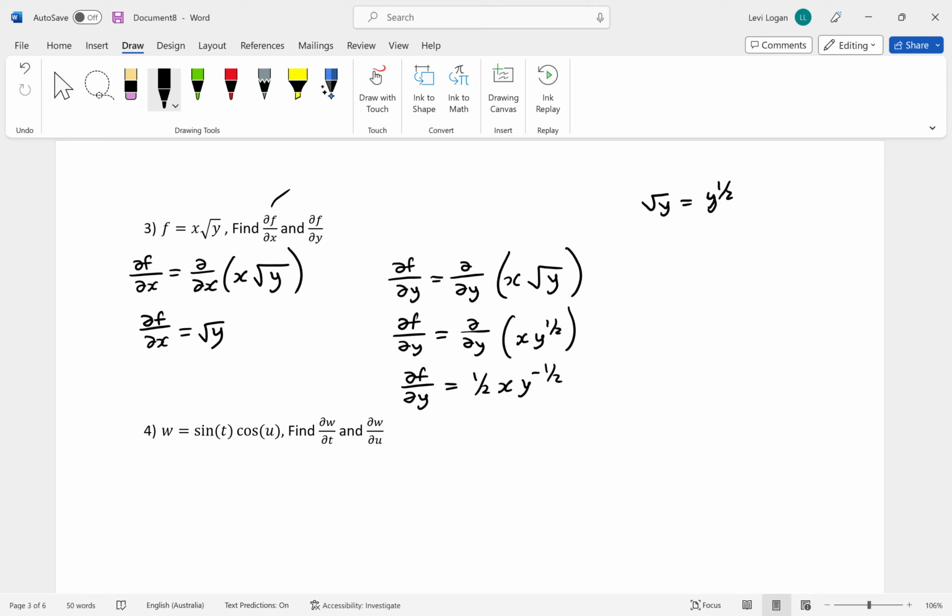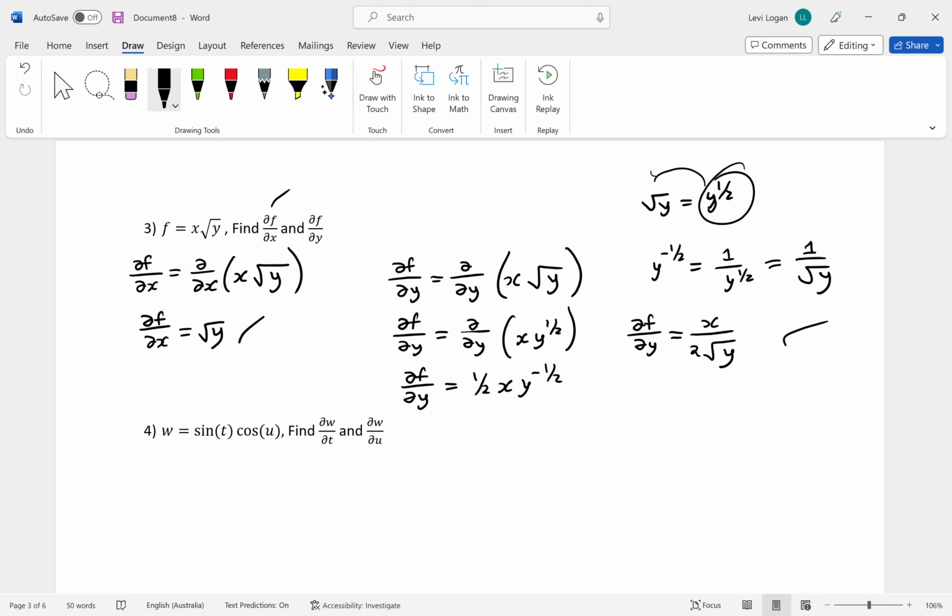Now we can start tidying that up. Recall if you have y to the negative half, that's the same as 1 over y to the half. And recall y to the half is the same as the square root of y, so that whole thing simplifies to 1 over the square root of y. So therefore we can simplify: the partial derivative of f with respect to y is equal to x over 2 times the square root of y. Boom. Too good. Alright, let's go on to the next question.